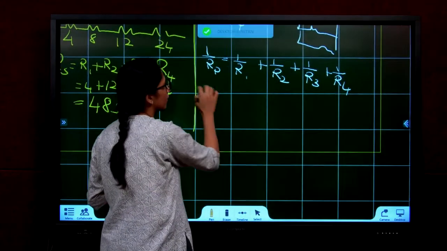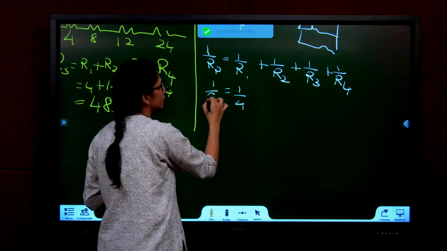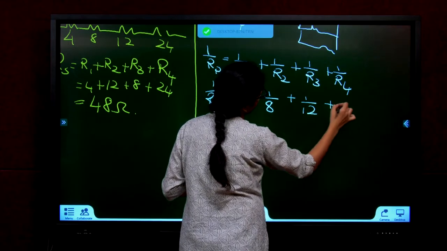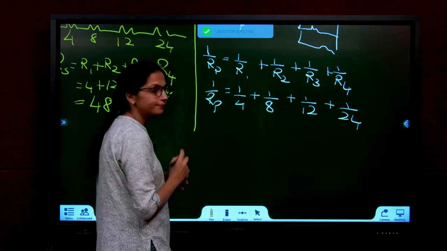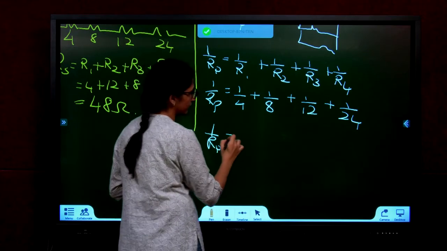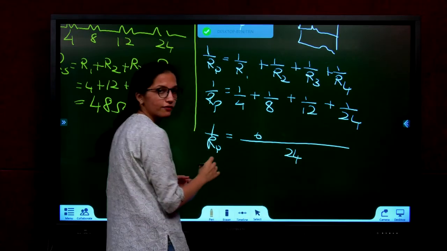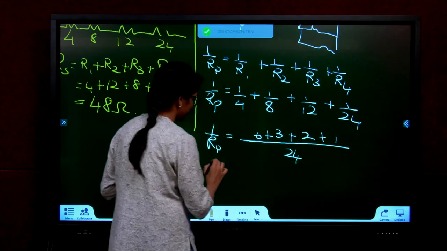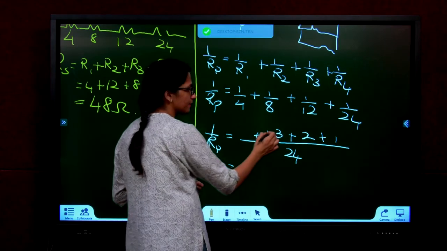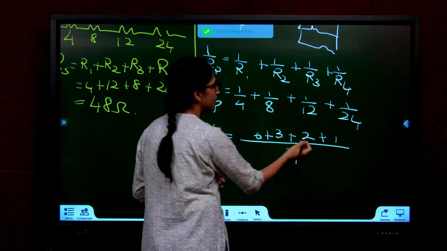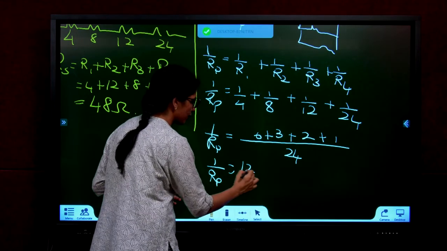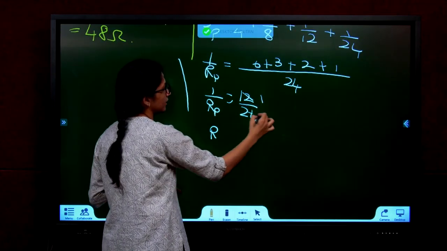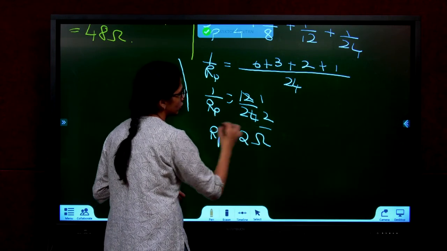What to do next? 1 by 4 plus 1 by 8 plus 1 by 12 plus 1 by 24. LCM 24. 4 6s are 24, 8 3s are 24, 12 2s are 24, 1. 1 by Rp, 6 plus 3, how much? 9, plus 2, 11, plus 1, 12. 12 by 24. So, 12 ones are 12, twos are 24. Rp is 2 ohms.